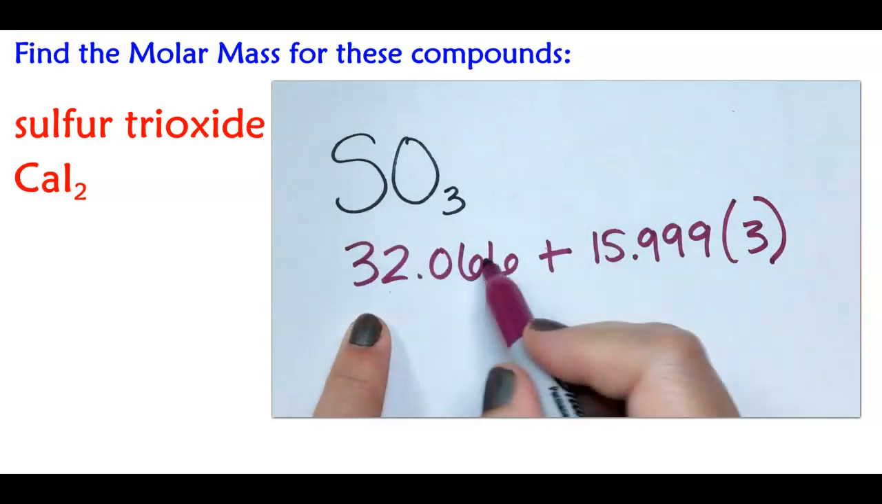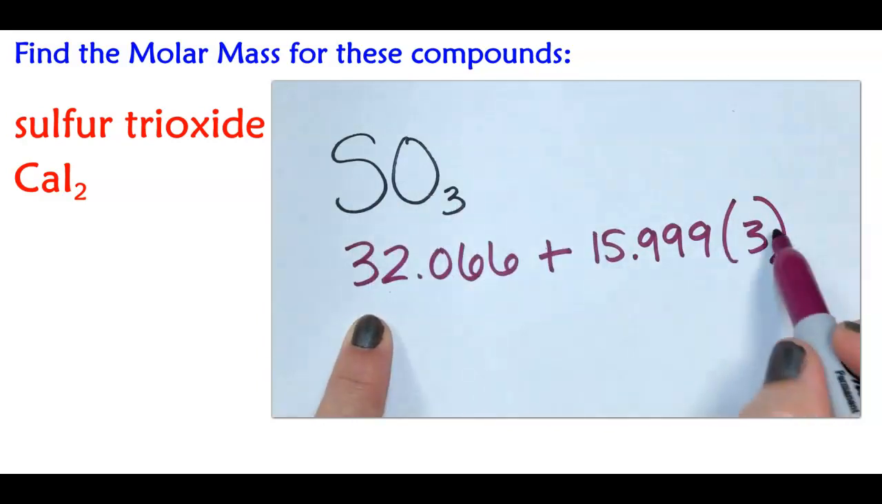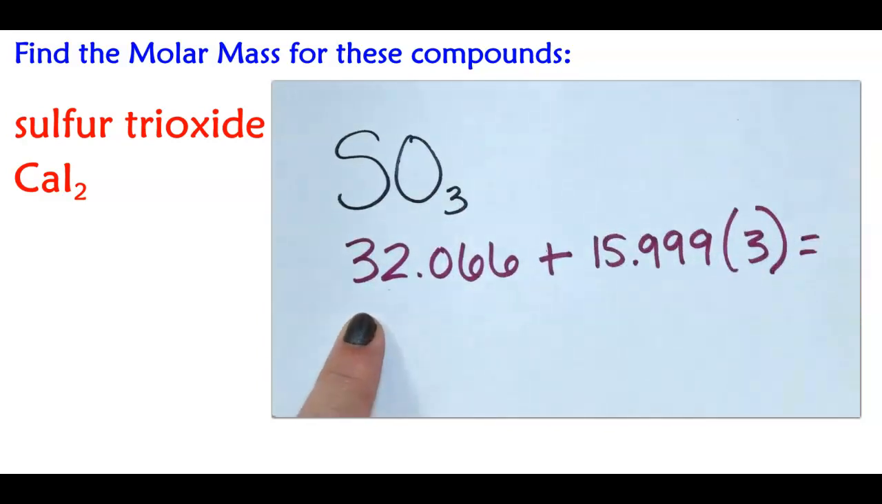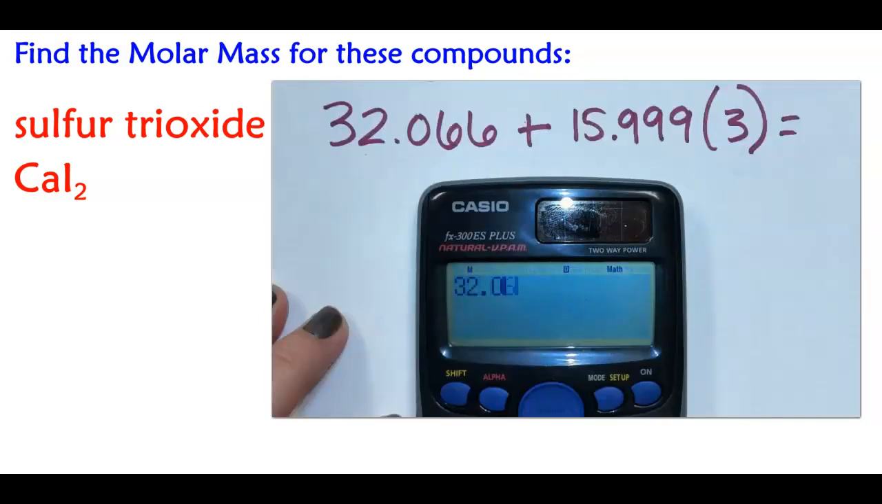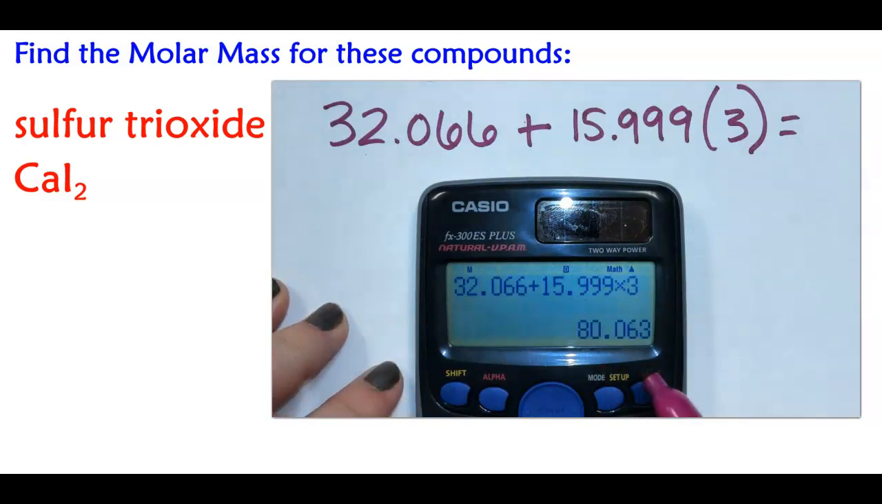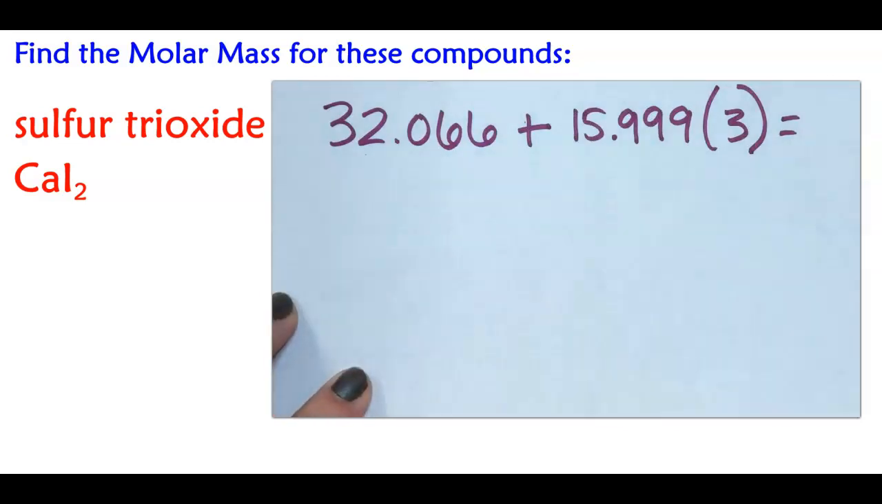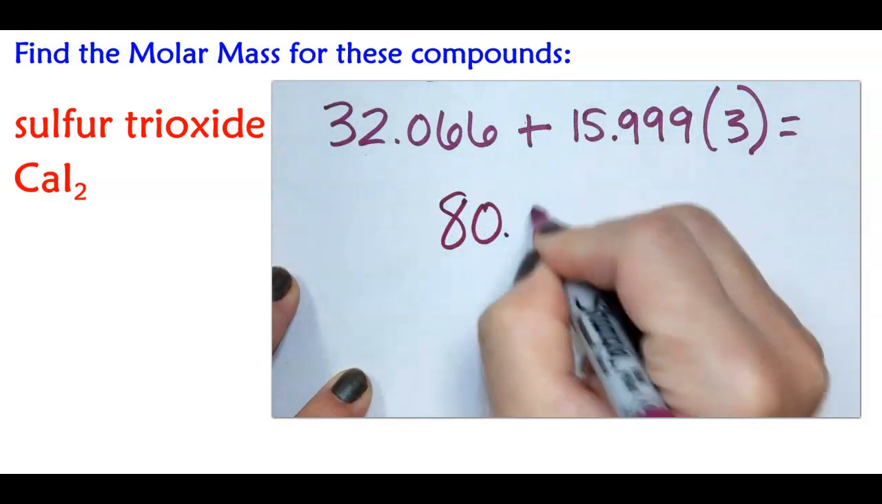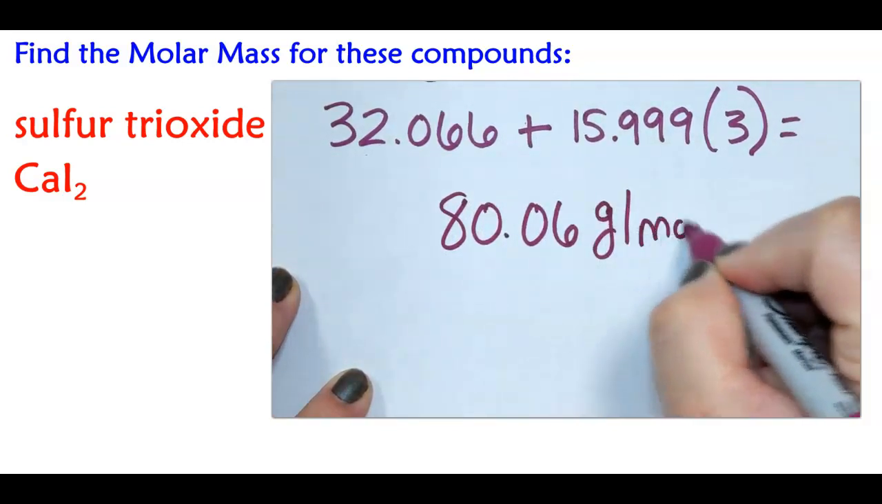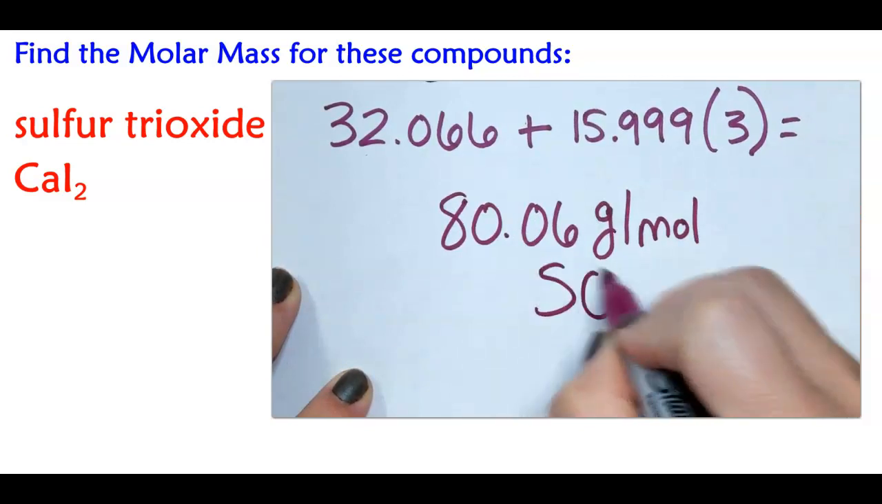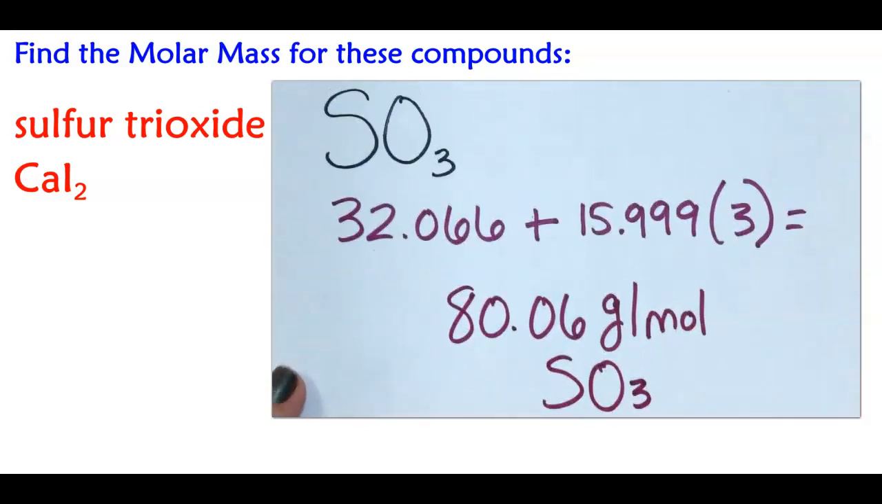1 sulfur plus oxygen times 3 equals, and now let's add it up in our calculator. 32.066 plus 15.999 times 3 equals, and we get 80.063. We'll just round this off at the second decimal place, so it'll be 80.06. The unit for molar mass is grams per mole, and this is the molar mass of sulfur trioxide.